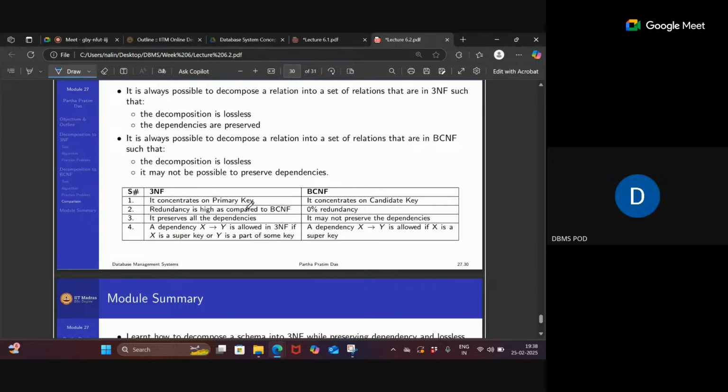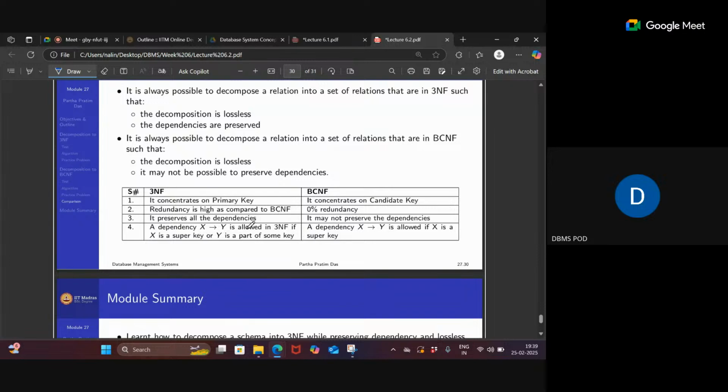3NF concentrates on the primary key, and BCNF concentrates on the candidate key. Redundancy is high compared to BCNF. In case of 3NF, redundancy is high. In case of BCNF, there is no redundancy, but it may not preserve all the dependencies. 3NF will preserve all the dependencies. BCNF will not preserve the dependency.